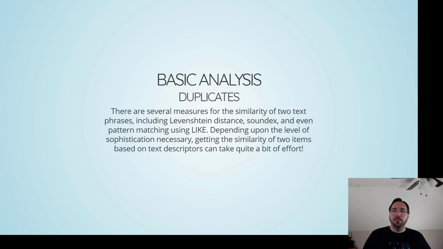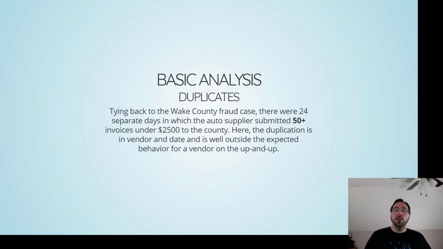But it does take quite a bit of effort. Going back to the Wake County case, this isn't a text-based duplication. This is more of a logical duplication. So they had, on 24 separate days, more than 50 invoices, all of them under $2,500. In this case, the duplication is in the number of invoices marked on the same day.